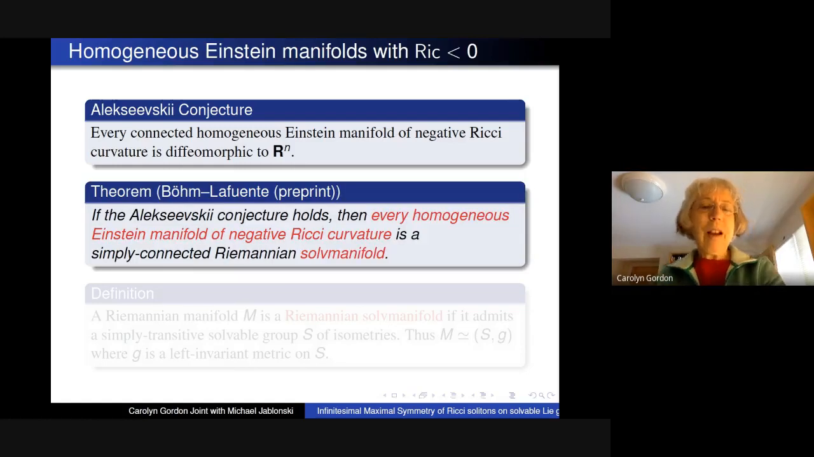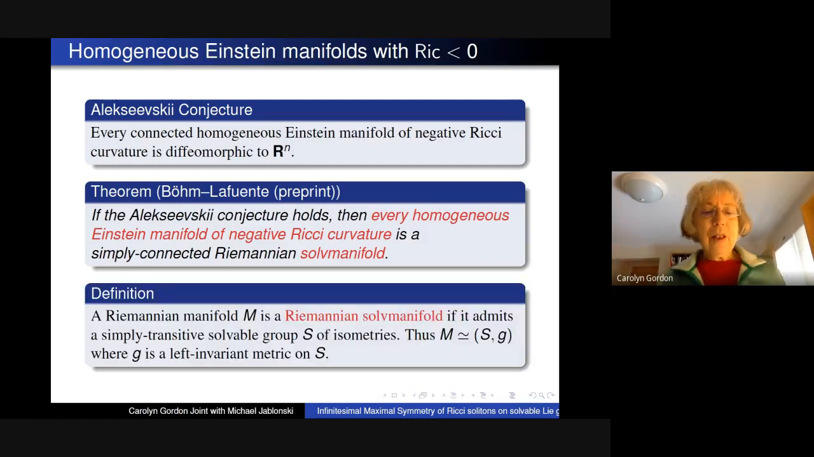A wonderful recent result of Christoph Böhm and Ramiro Lafuente is that if the Alekseevsky conjecture is true, then every homogeneous Einstein manifold of negative Ricci curvature is actually a simply connected Riemannian solvmanifold. Let me define solvmanifold. A Riemannian solvmanifold is just a Riemannian manifold that admits a simply transitive solvable group of isometries. Anytime you have a simply transitive group of isometries, it will inherit a metric from M. And so M will be isometric to S with a left invariant metric. And so the Alekseevsky conjecture now says that the only homogeneous Einstein manifolds of negative Ricci curvature are solvable Lie groups with left invariant metrics up to isometry. So that's what we'll be looking at.